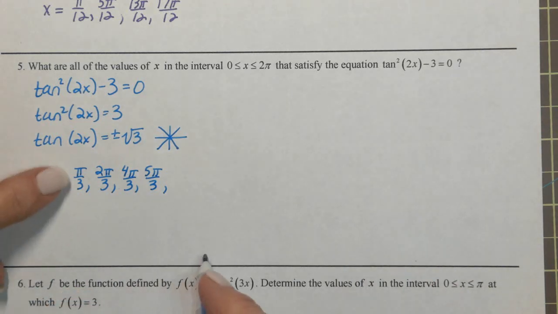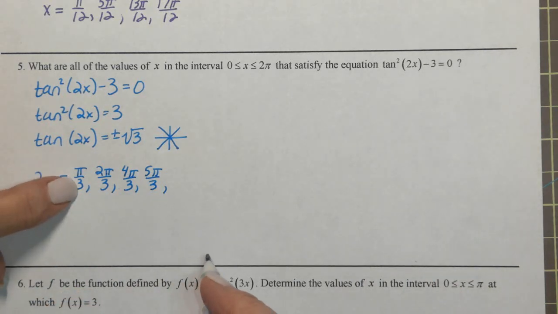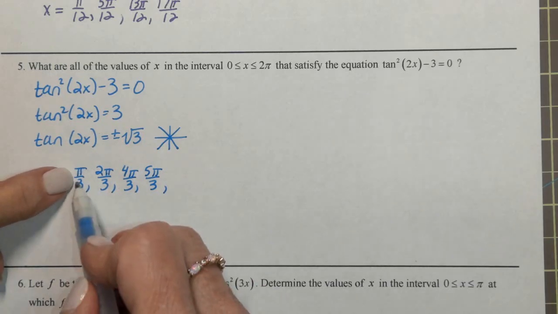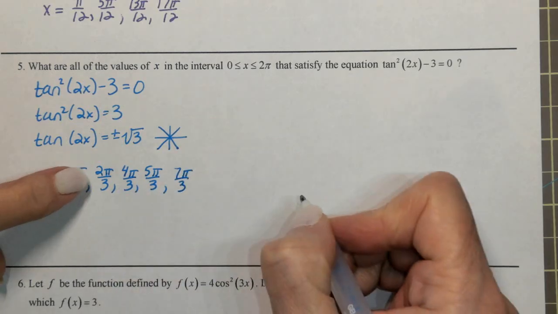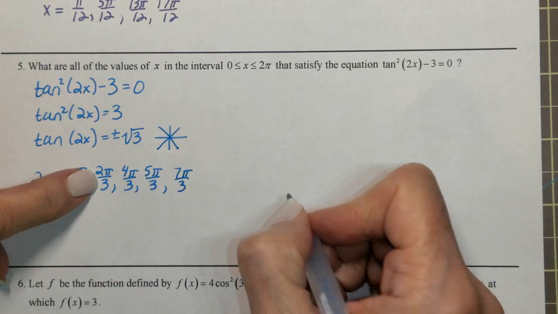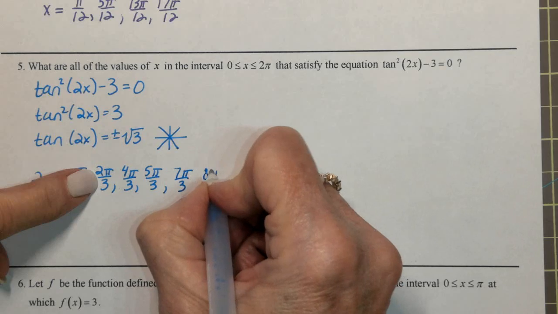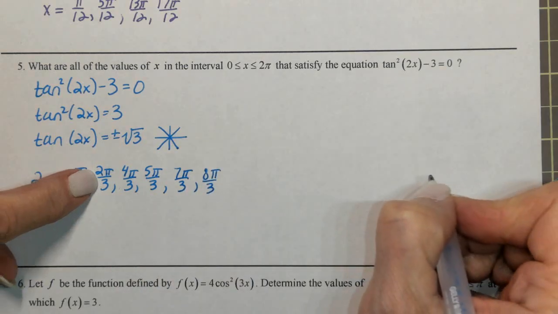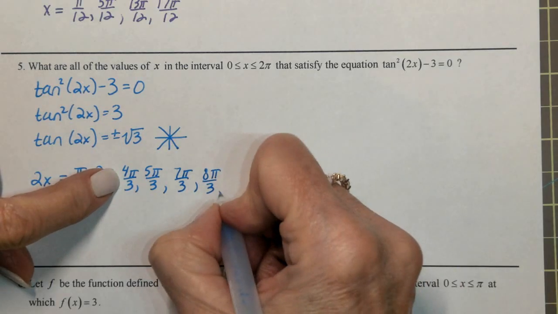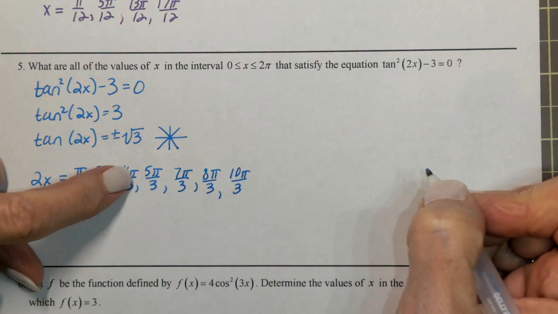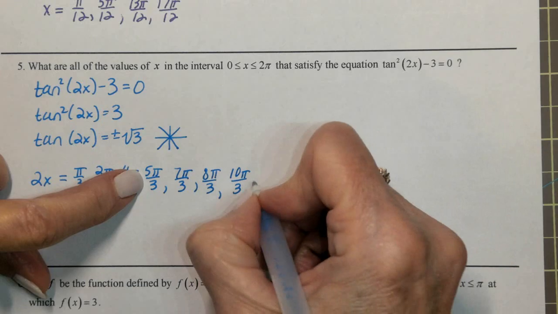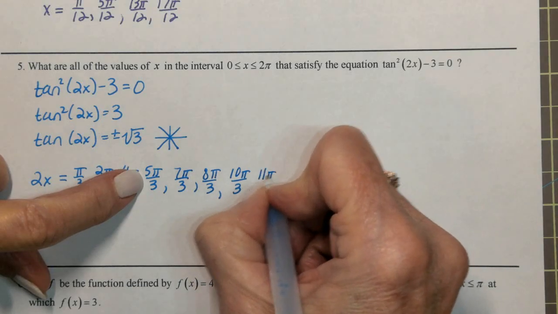So I'm adding 2 pi. Since the denominator is 3, I'm thinking of 2 pi as 6 pi over 3. Add 6 pi over 3. 7 pi over 3 for that one. Add 6 pi over 3. 8 pi over 3 for this one. Add 6 pi over 3. 10 pi over 3 for that one. And finally add 6 pi over 3, 11 pi over 3.